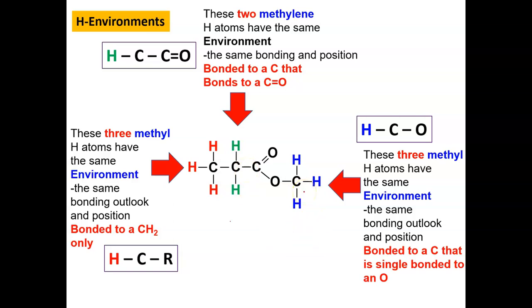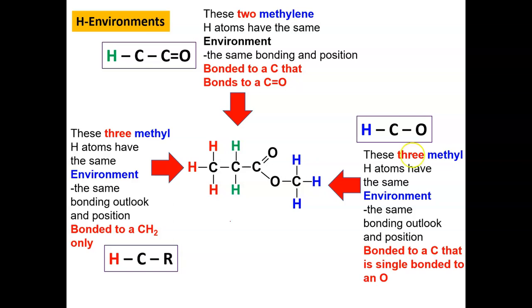The final environment in blue here is also a methyl group, but different, because this time the H on the carbon is bonding not to R, but to a single bonded oxygen. These sorts of groups are common in esters again, and of course in alcohols. Again, popular with A-level questions. So I've picked on these three groups because they are very common, and the different types of H's occur very frequently in exam questions.